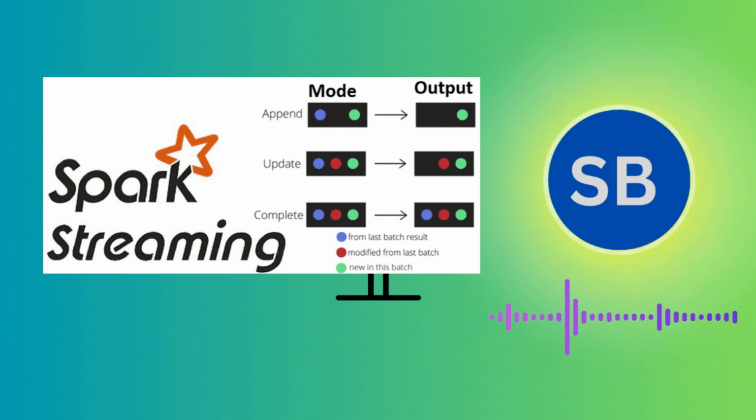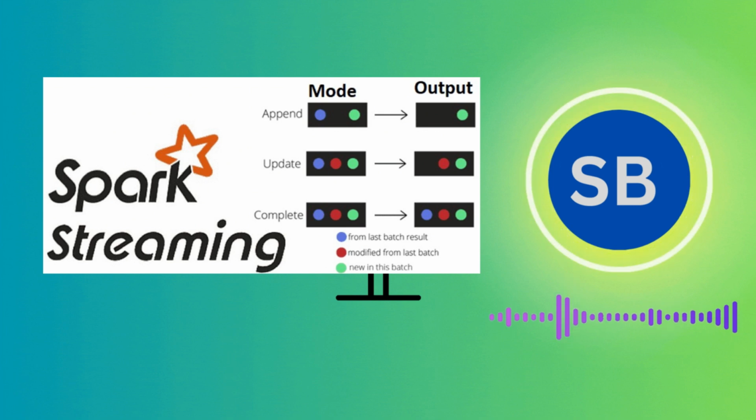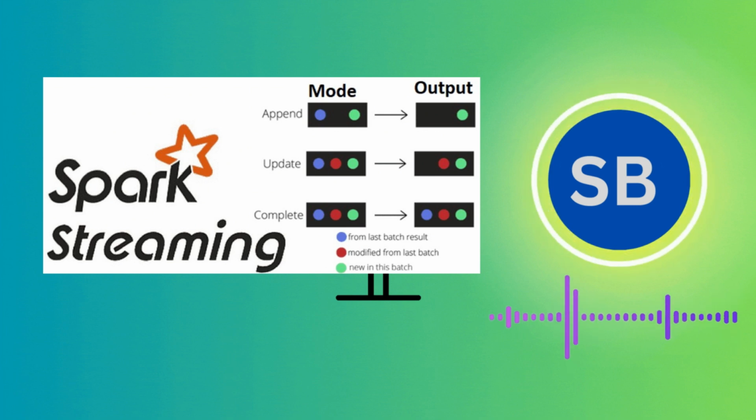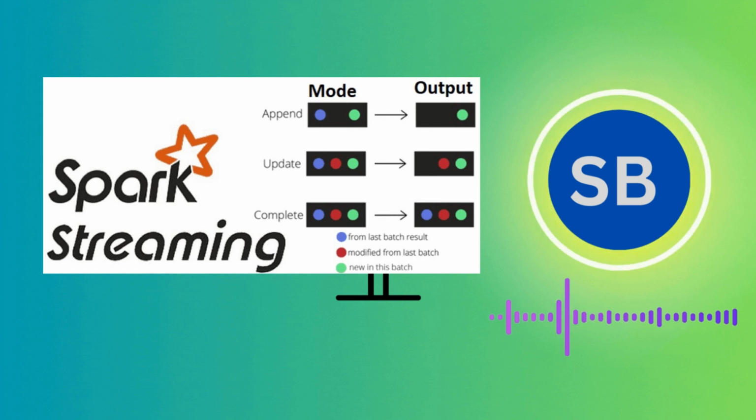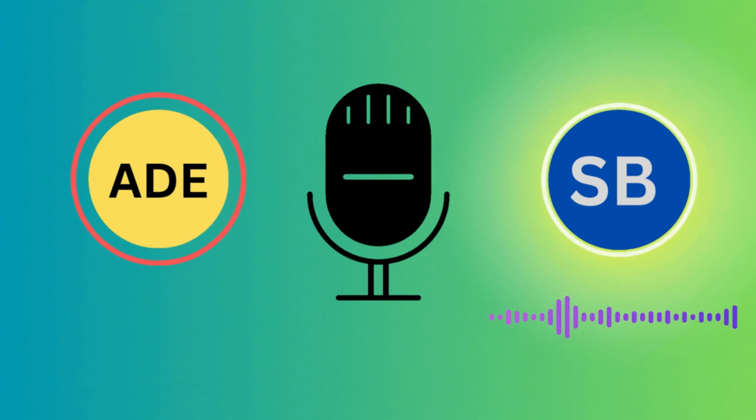Append mode is suitable for logging new events or new records, and in most cases we will use append mode. Complete mode is for streaming aggregations where full state visibility is required. And update mode is useful for observing the changes in aggregated data without a full output.